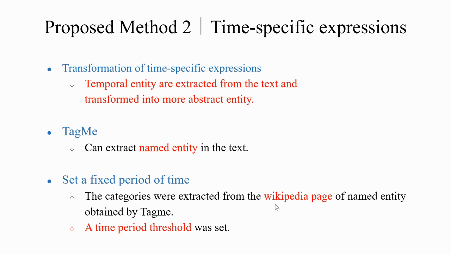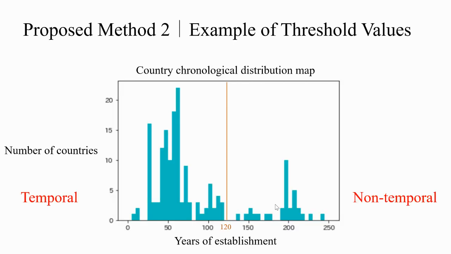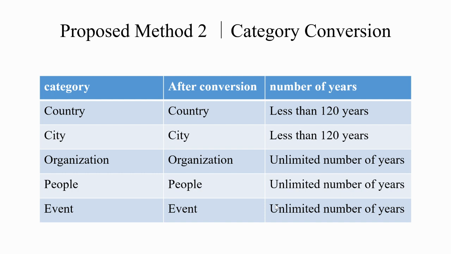The categories were extracted from the Wikipedia page of the named entity obtained by TagMe. From this, a time period was set. This H-graph is calculated from the words belonging to the country category. In this case, this category by modality can be confirmed after 120 years. So we treat the age below 120 years as a temporal entity. In the same way, the following table shows the five categories.